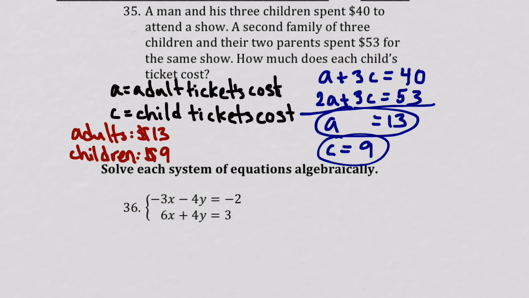Using those two equations, I canceled the C by subtracting one equation from the other. So basically, I multiplied the top equation by -1 to get negative A minus 3C equals negative 40. Put them together and I got A equals 13. Take that 13, plug it in right here, and I got 13 plus 3C equals 40. Solve for C and I get C equals 9. So my child tickets are $9 and the adult tickets are $13. The question is only asking how much is the child's ticket, so you really would only have to put $9 for children's tickets.